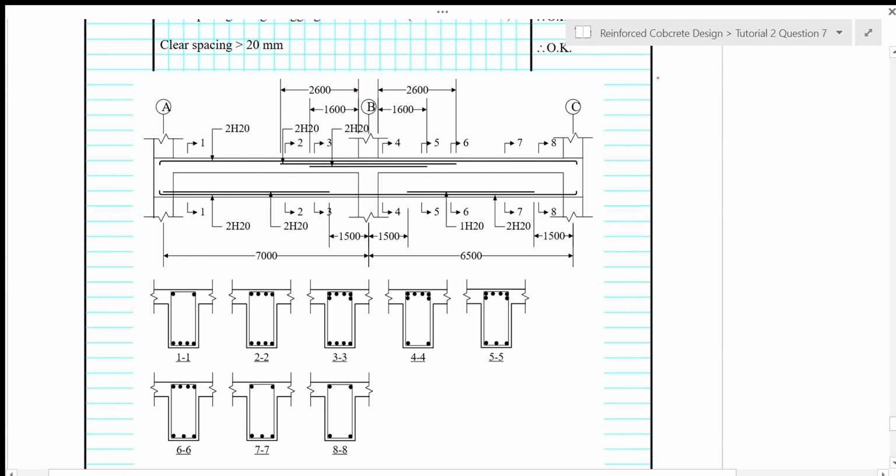So next we look at the detailing of this continuous beam. So for the detailing, we refer to the simplified rule of detailing for beams.